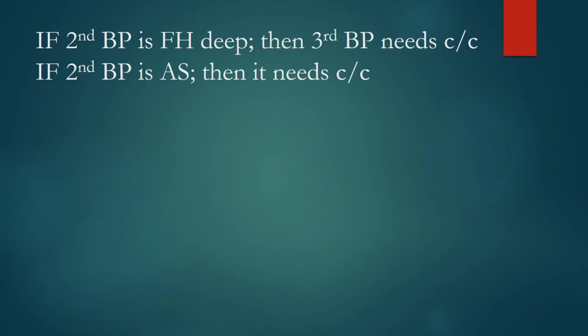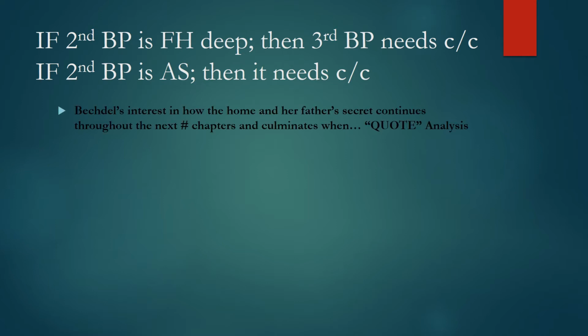So this is a little bit formulaic, and I hope it's not going to be too confusing. If your second body paragraph is Fun Home deep, then your third body paragraph needs to introduce the compare and contrast element to American Street. If you did the interlocking, and so your second body paragraph is American Street, then the second body paragraph needs to have the compare and contrast. In what follows, I want to introduce a few different ways of discussing the compare and contrast.